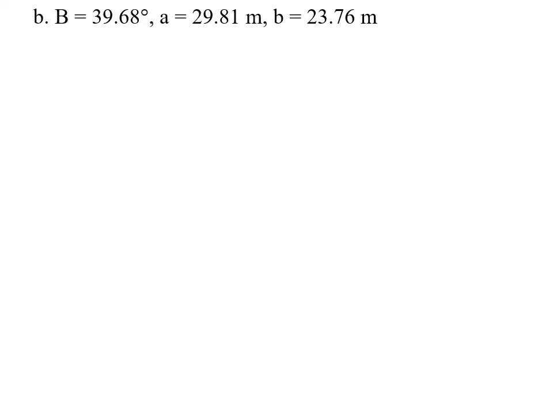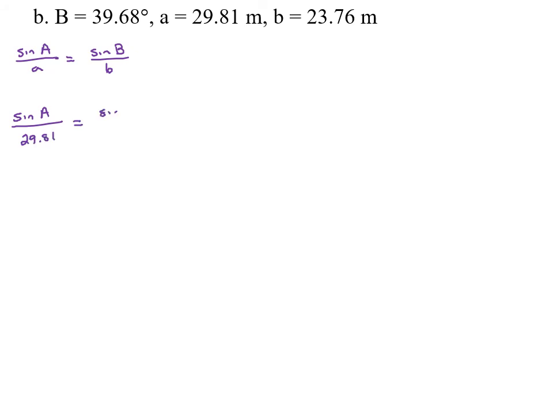Okay, let's try this one. Here we're starting out solving for angle A. So I'll have sine A over A and sine B over B. I don't know sine of A. I don't know the angle A. But I know side A is 29.81.